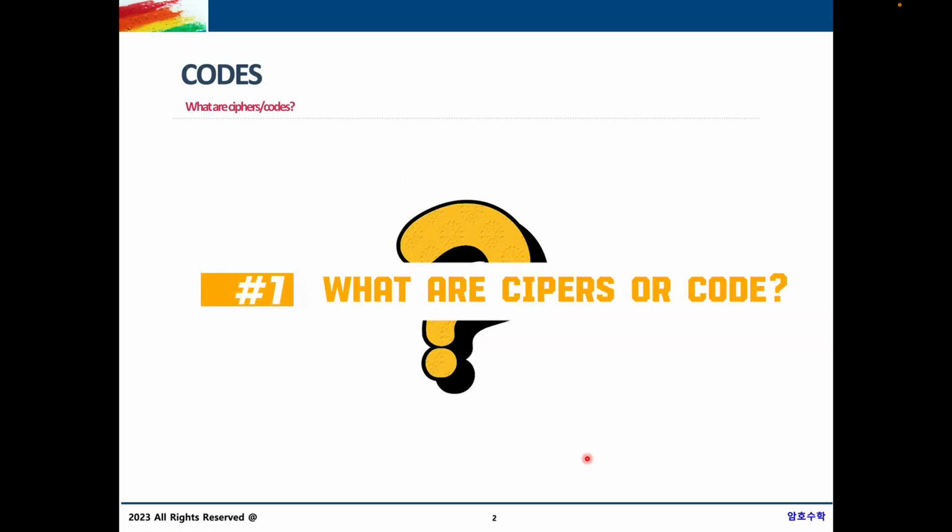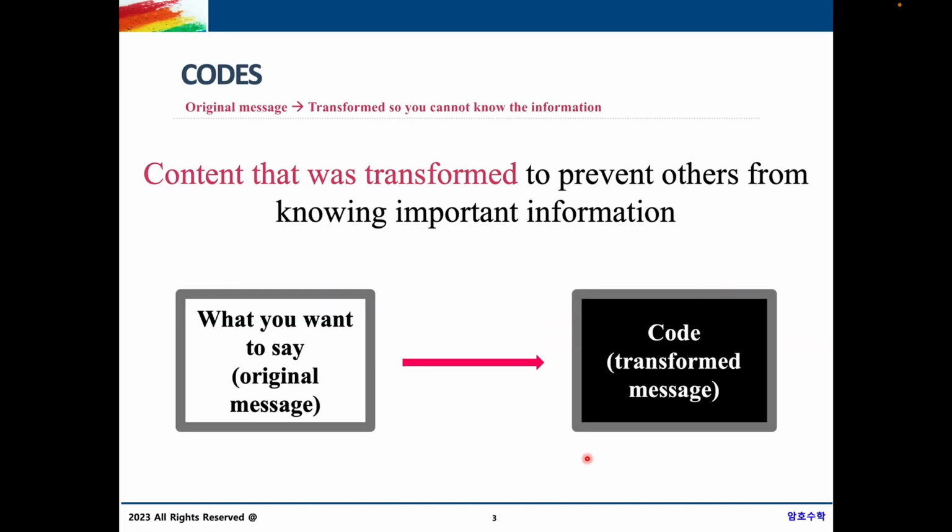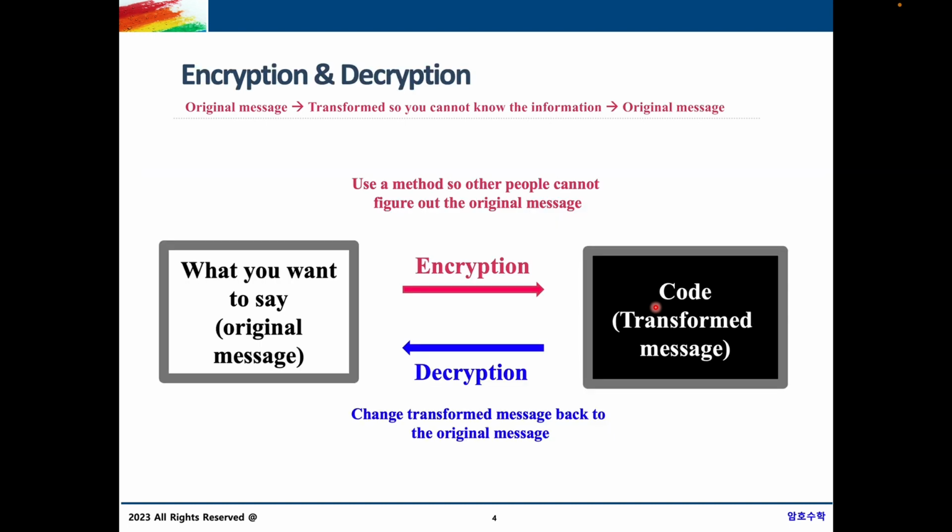First off, what are ciphers or codes? Codes are content that was transformed to prevent others from knowing important information. Let's say we have our original message here, what we wanted to say. We can transform that into a code using a method so that other people cannot figure out the original message.